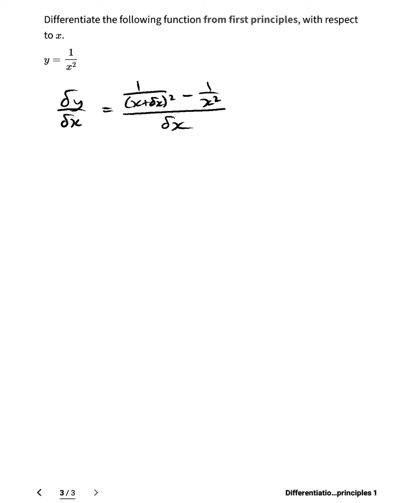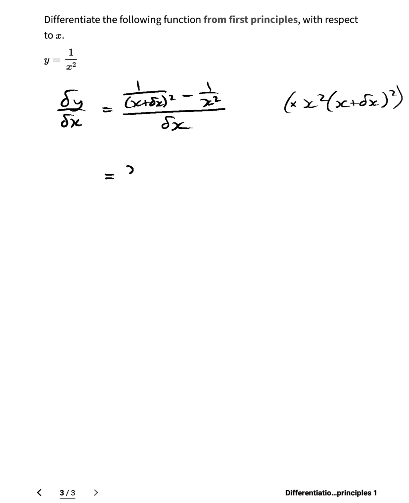Alright, so we've got some horrible fractions here. We've got x squared there, and we've got x plus delta x all squared. I think what I'm going to do is multiply top and bottom. I'm going to multiply each term by these two multiplied together, times x squared times x plus delta x all squared. So I'm going to multiply each term by that.